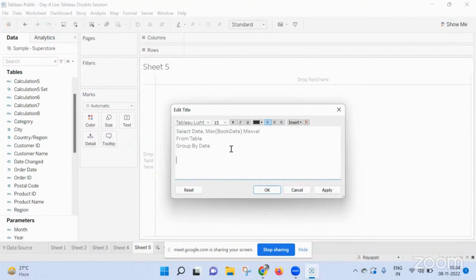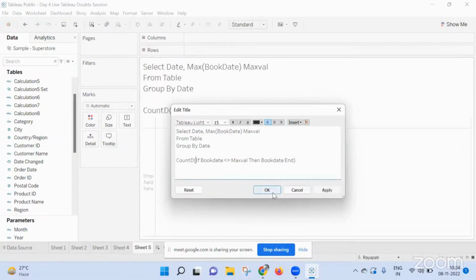in Tableau your calculation will be: if your book date is less than or equal to the max val that you have created here, right? Okay. Then book date, and put that in count distinct. Okay? Yeah. Then you get it. Okay.